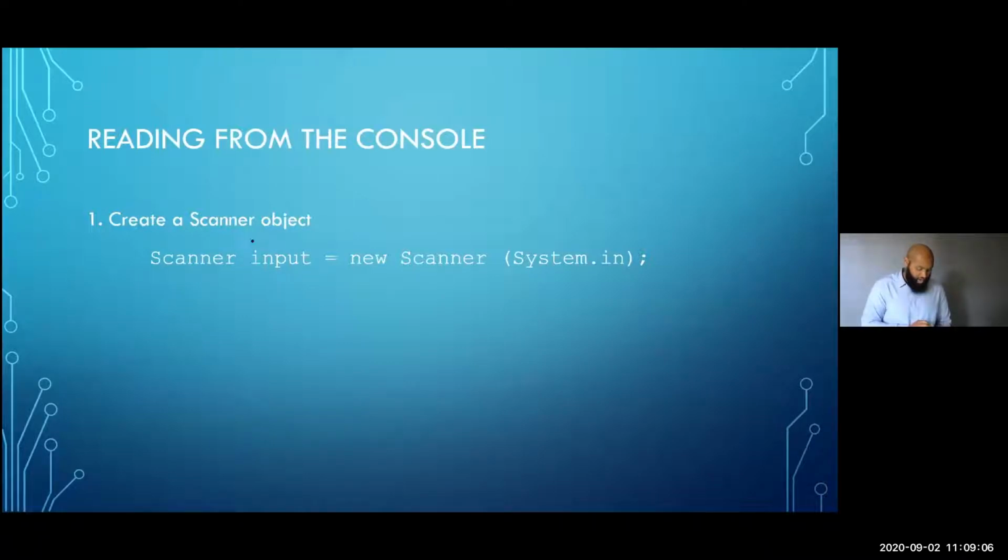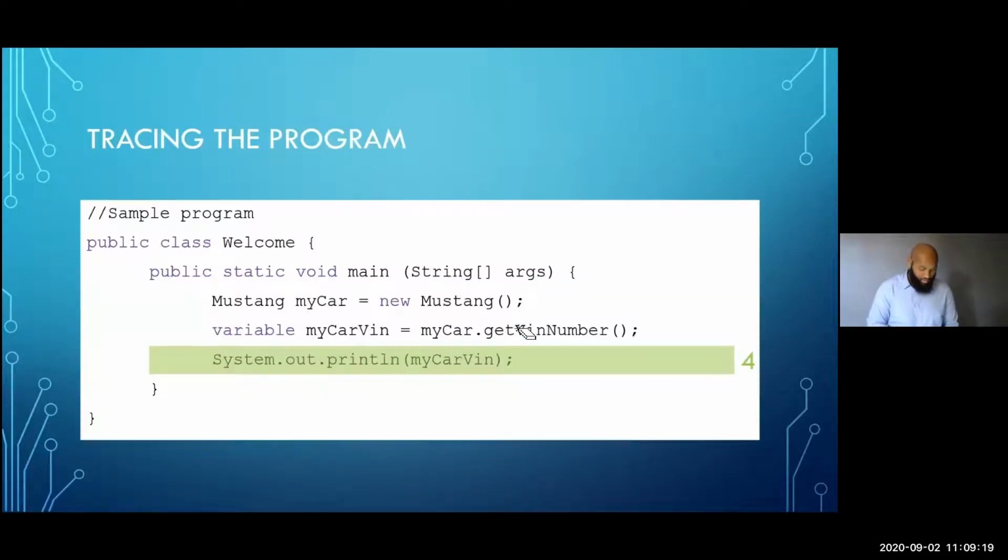We create the Scanner object and name it input. We use our new keyword to create the actual object for it, because we actually want to use this. And then System.in tells it to read from the console.